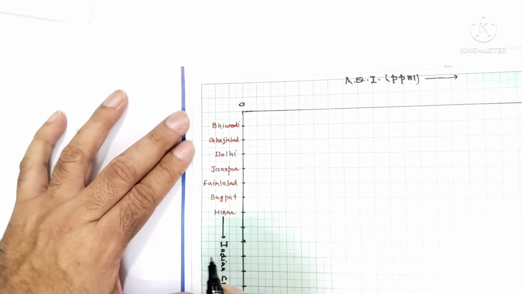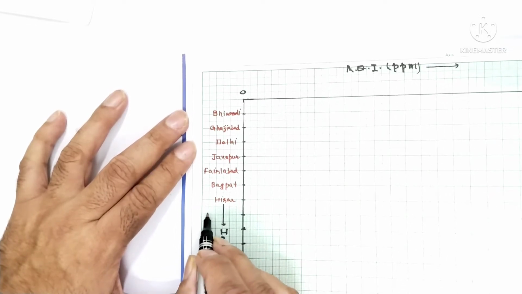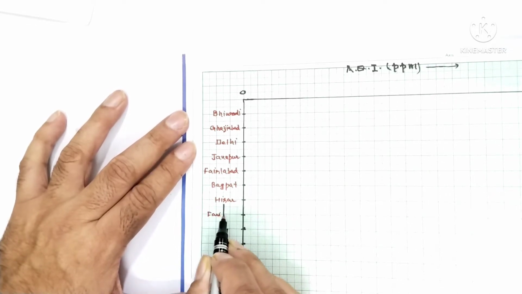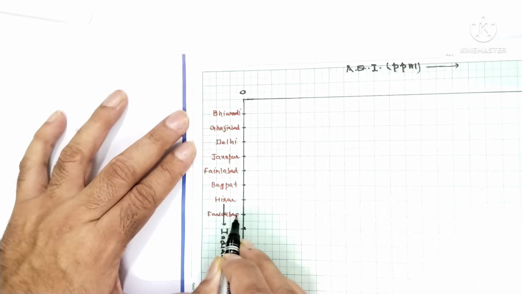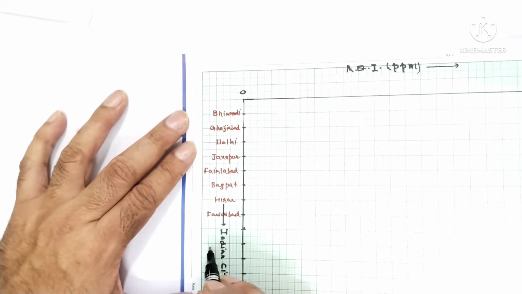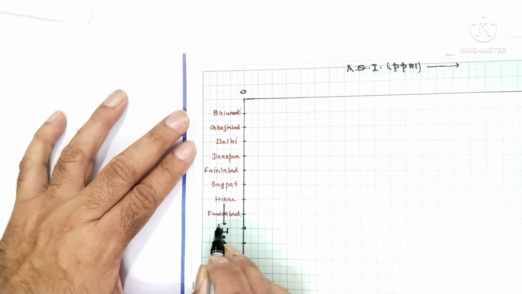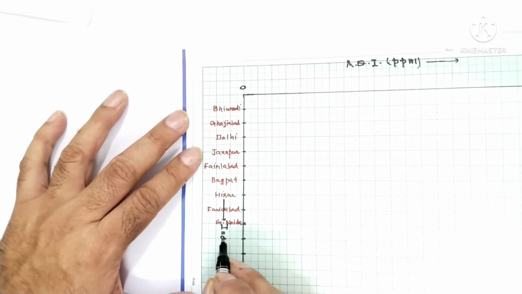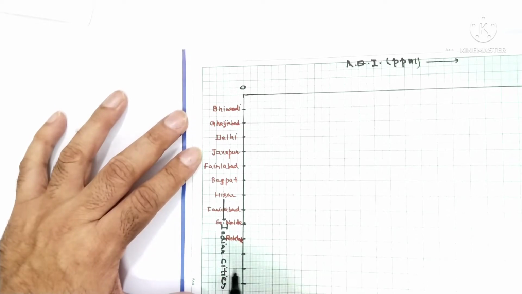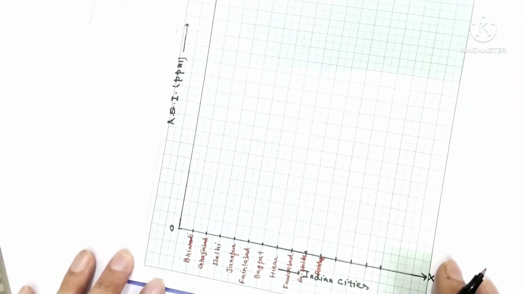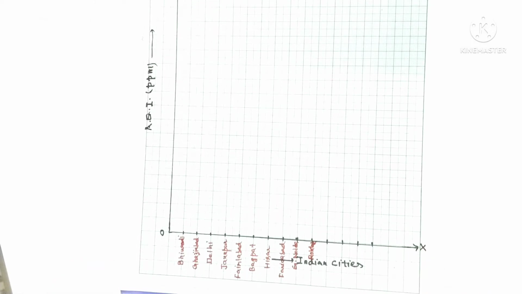Hisar. Next is Faridabad, that is in Haryana. Then next is Greater Noida. I am writing here G Noida. It is in UP. And Rohtak, R-O-H-T-A-K. Right? Now let's represent the data of all these Indian cities.